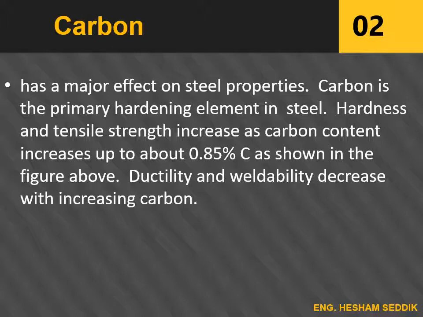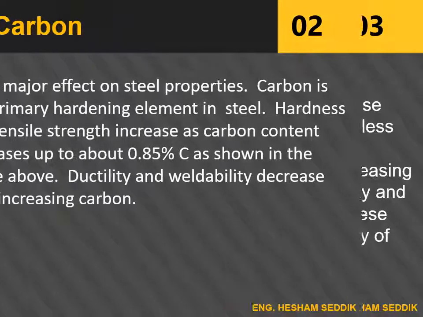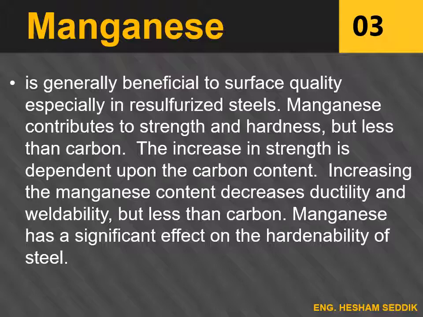And also, carbon affects the steel's ductility and weldability. The weldability and ductility decrease if the carbon percent is high, and increase if the carbon percent is low. Manganese works with the carbon and helps it increase the strength and also hardness, but less than carbon in efficiency. The carbon is the most effective, but the manganese can help the carbon to increase the strength and yield strength.